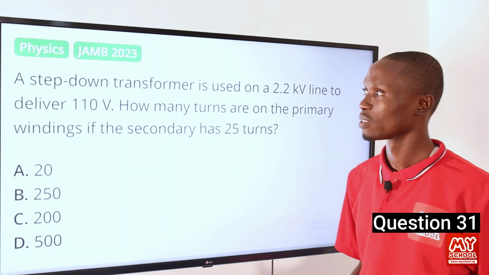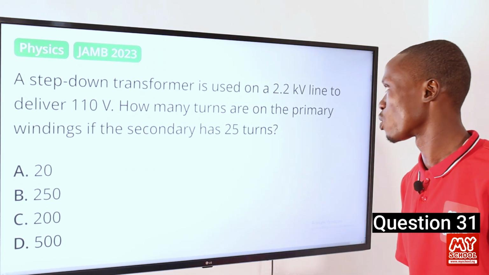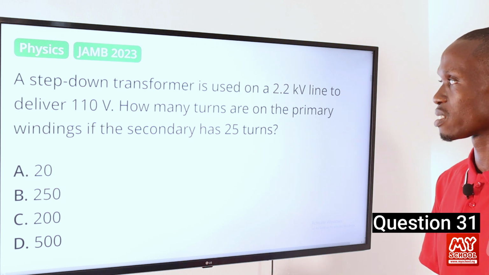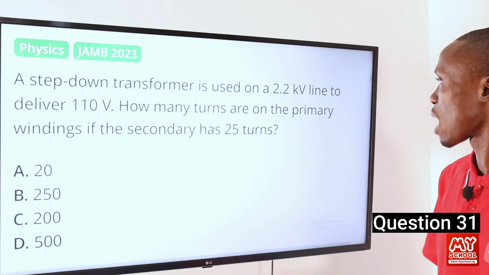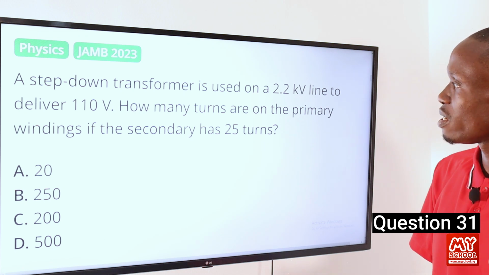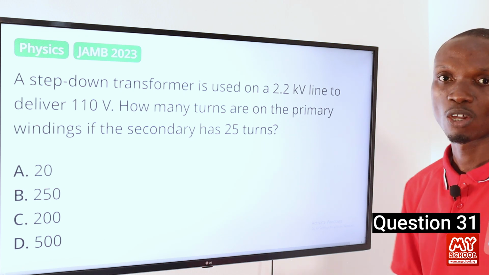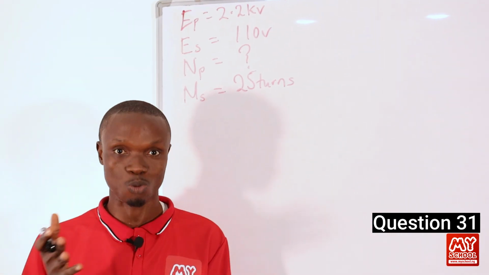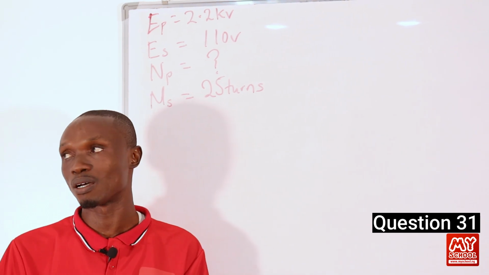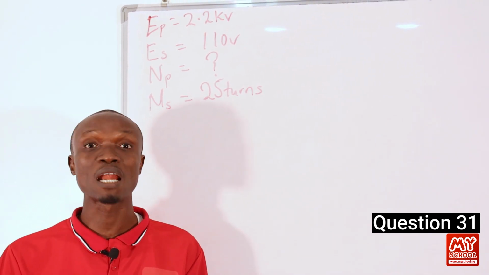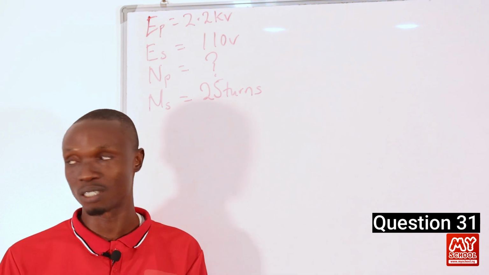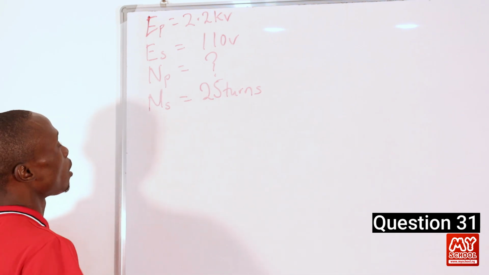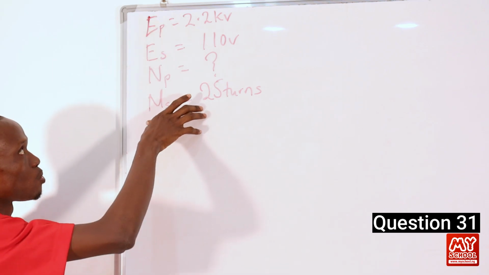Question 31. A step-down transformer is used on a 2.2 kilovolts line to deliver 110 volts. How many turns are on the primary windings if the secondary has 25 turns? So let's move over to the board. Remember that a step-down transformer is used to step down high voltage in the primary winding to low voltage in the secondary winding. So this is the information that is given to us.